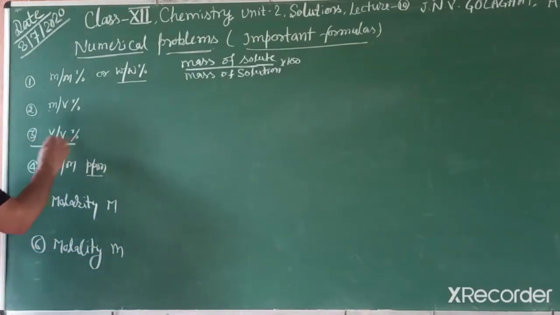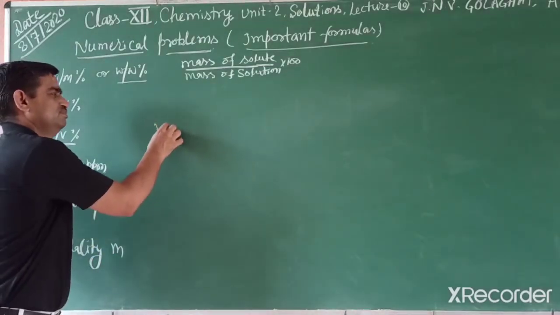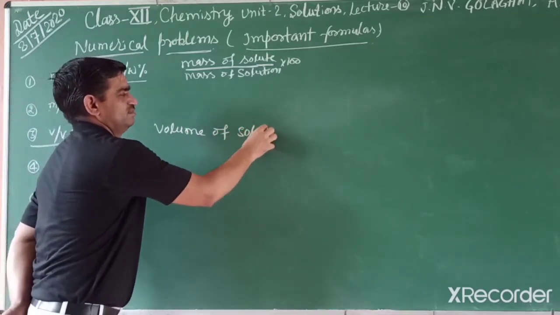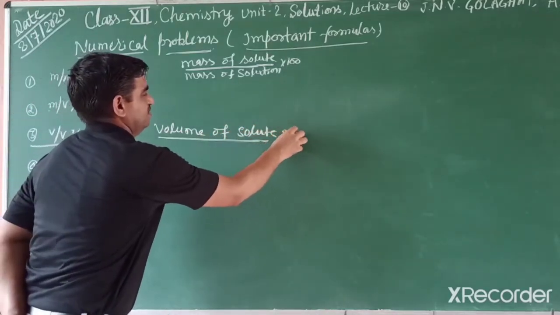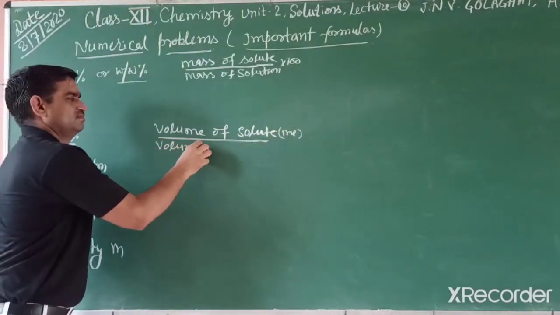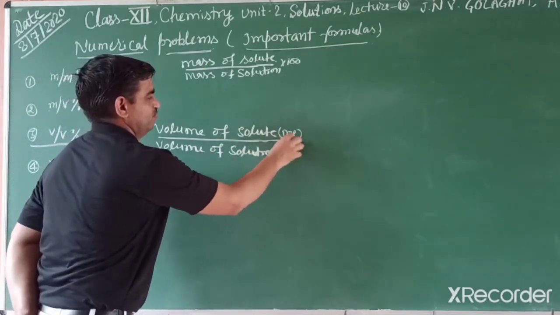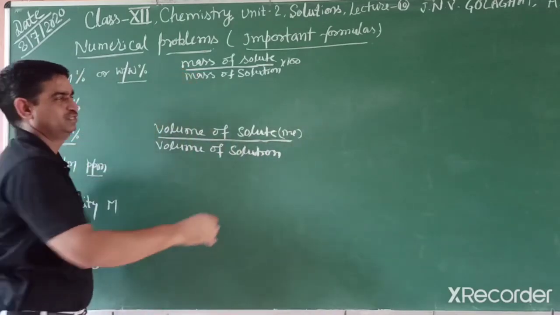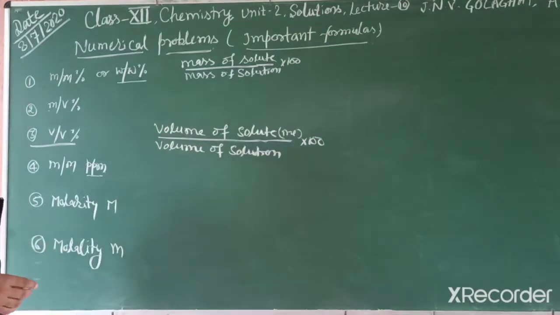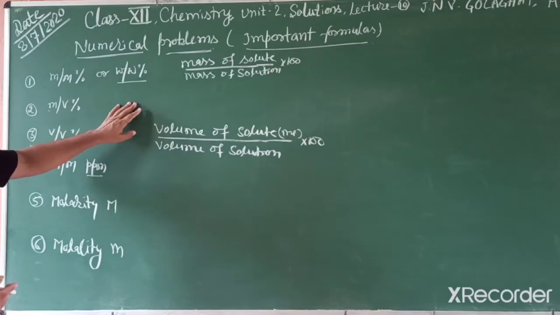And third one is volume by volume percent. This indicates volume of solute in ml divided by volume of solution. In all the formulas we take volume, first solute and then solution, into 100. This we already discussed. We are writing only in brief.